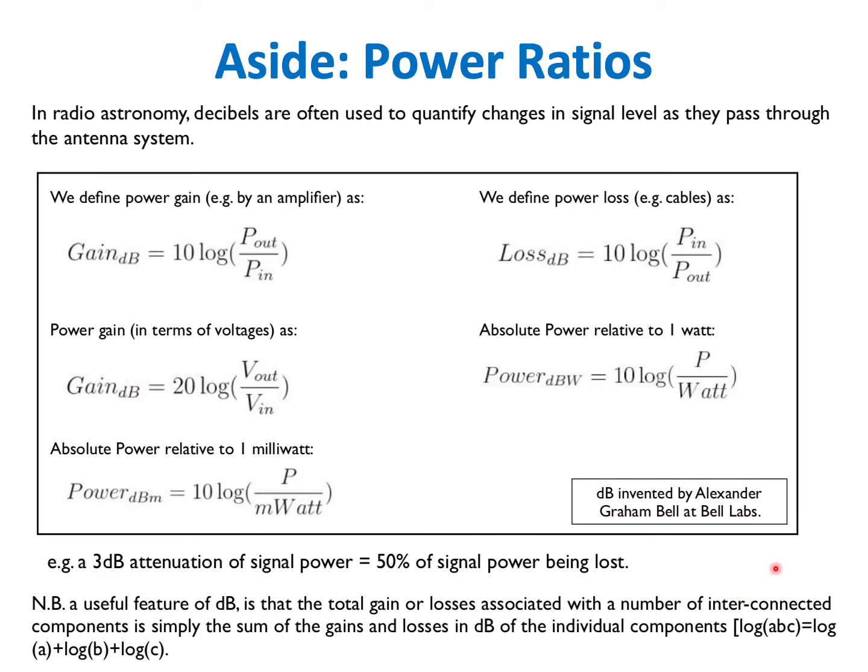So just a small aside, talking about power ratios. For, say, gain, if you're amplifying a signal, the gain in decibels we can define as 10 times the log of the power out over the power in. So if we're doubling the power, P out would be twice P in, so you'd have the log of 2. The log, this is base 10 log here, not natural log. The log of 2 is 0.3, 10 times that is 3. So if you were doubling the power, your gain would then be 3 dB.